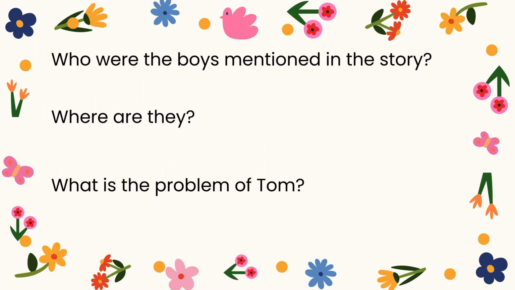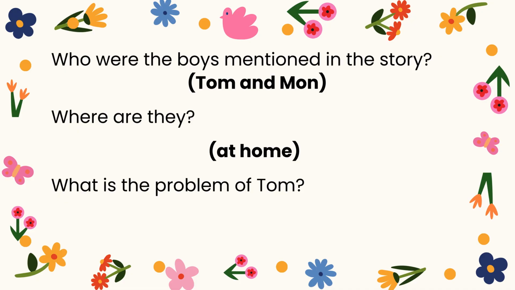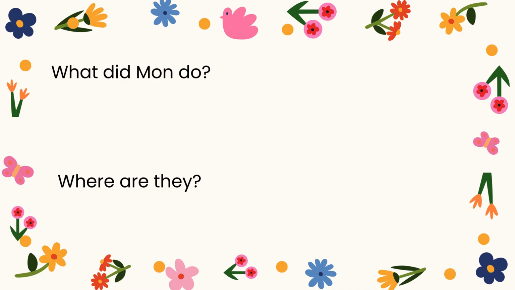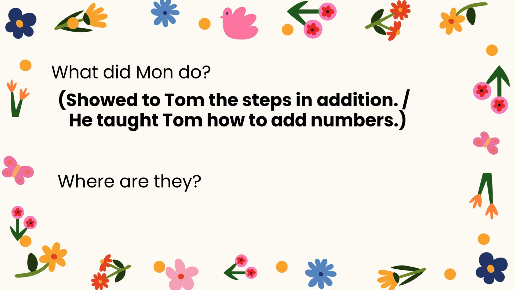Who were the boys mentioned in the story? The answer is Tom and Mon. Where are they? The answer is, at home. What is the problem of Tom? The answer is, he cannot add his tops. What did Mon do? The answer is, showed to Tom the steps in addition. Or he taught Tom how to add numbers.